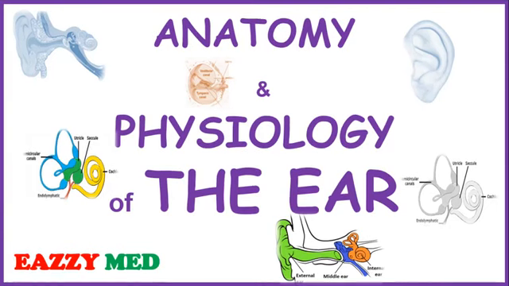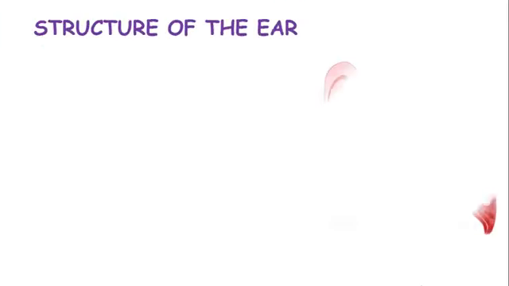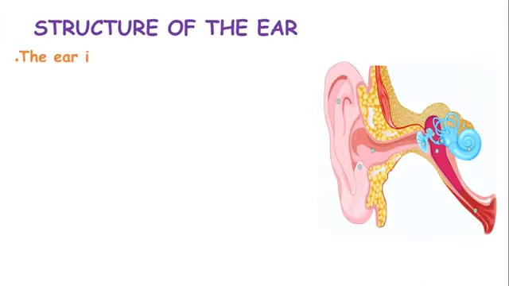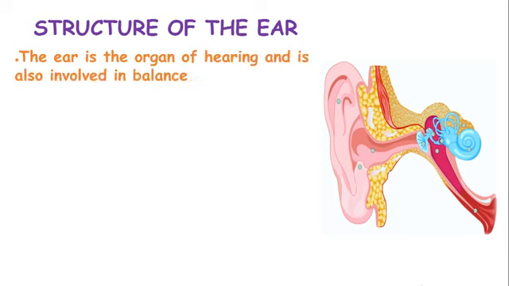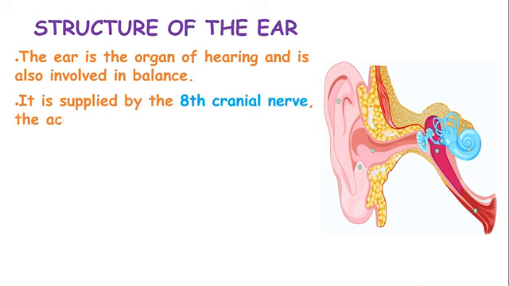Anatomy and physiology of the ear. The ear is an organ of hearing and also involved in balance. It is supplied by the eighth cranial nerve known as the acoustic nerve.